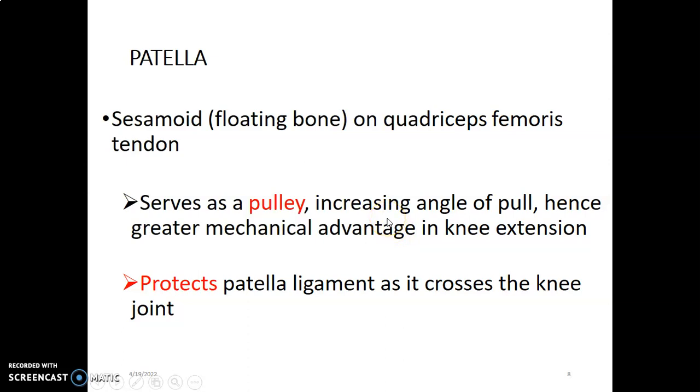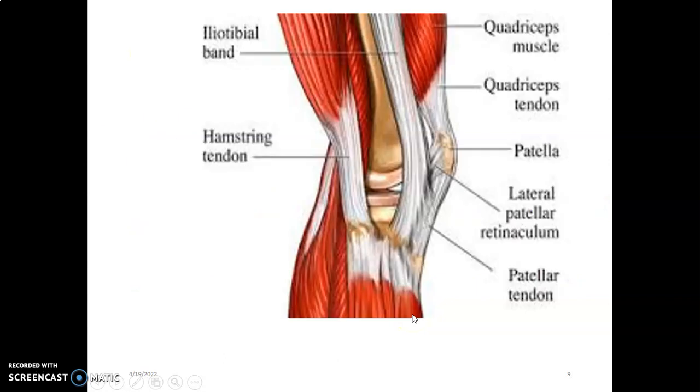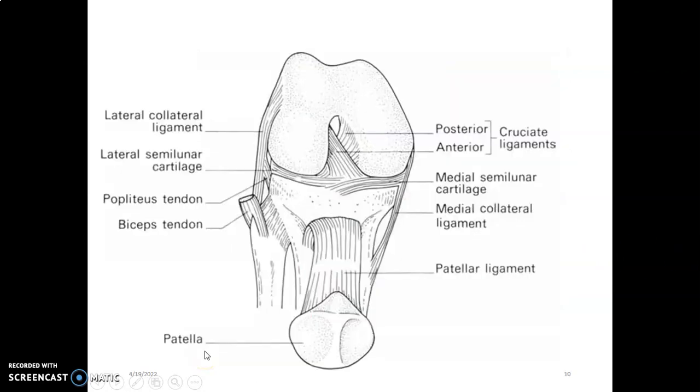Remember, the effort is by the quadriceps and the load is the leg. So the patella is at the center, a fulcrum. So it acts as a pulley to increase the angle of pull. Therefore, there's a greater mechanical advantage in knee extension. And the patella protects the patellar ligament as it crosses the knee joint. So this is your patella within the tendon of quadriceps, and you can see the quadriceps will contract and pull like this, and it causes extension at the knee because the leg will move towards that direction.